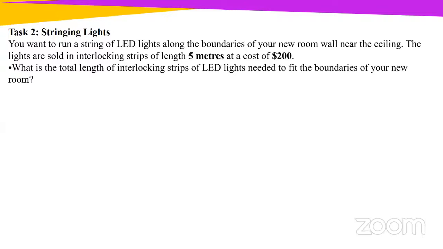I understand that one interlocking strip of LED lights is 5 meters and one costs $200. Okay. So what is the question asking us to find? The total length of strip lights needed to fit the ceiling of the new room. Okay, very good. Very good.